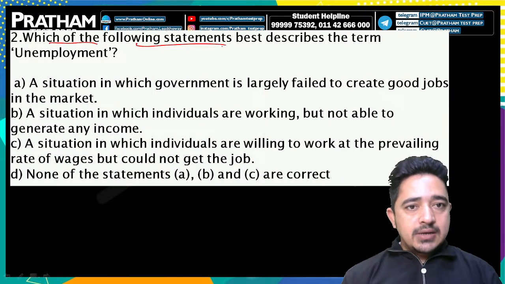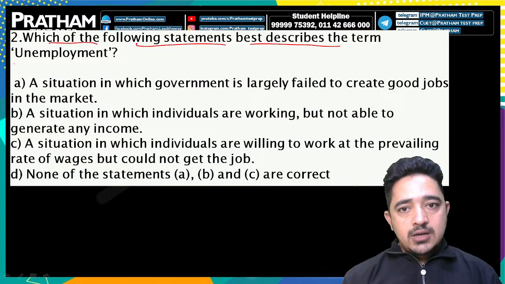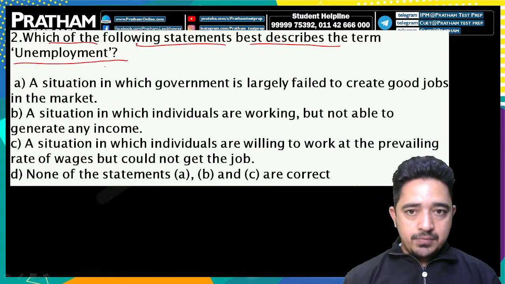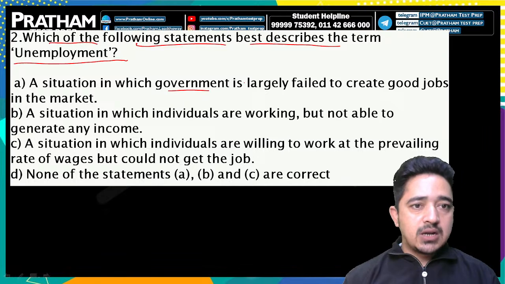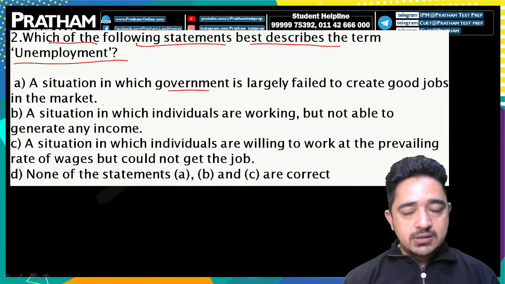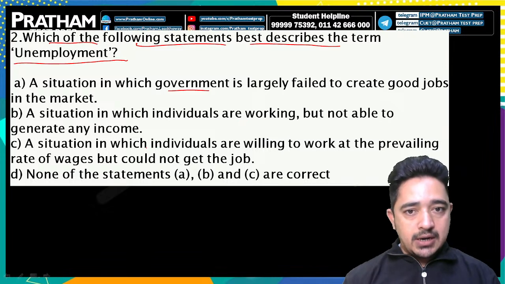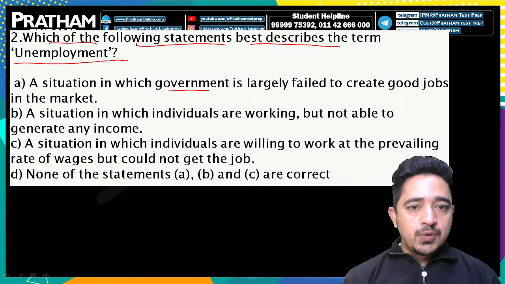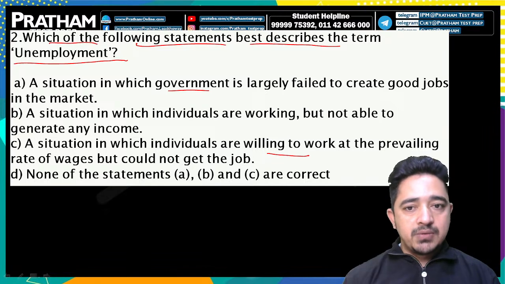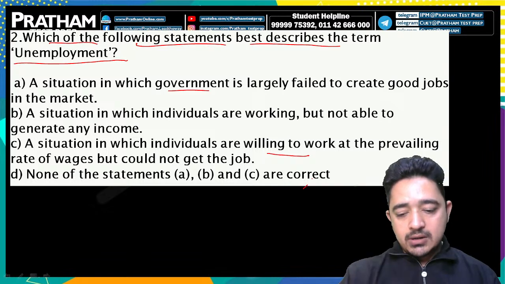Which of the following statements best describes the term unemployment? A, a situation in which the government has largely failed to create good jobs in the market. B, a situation in which individuals are working but not able to generate any income. C, a situation in which individuals are willing to work at the prevailing rate of wages but could not get a job. D, none of the statements A, B, C are correct. Take your time and then try to solve it.